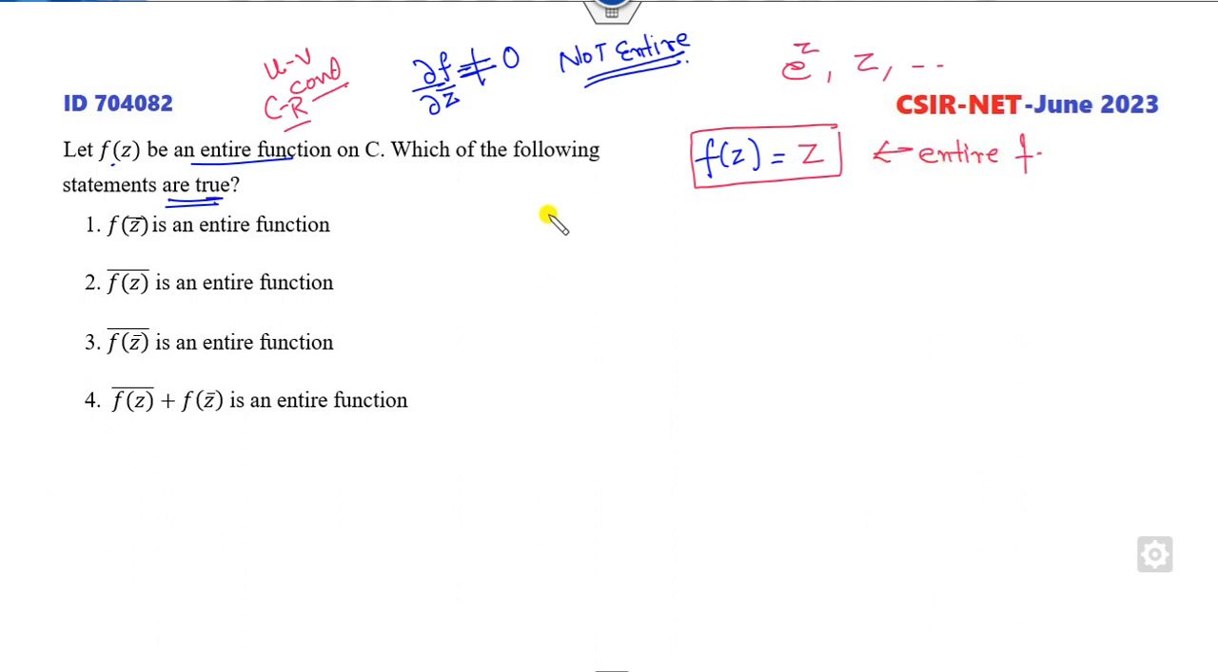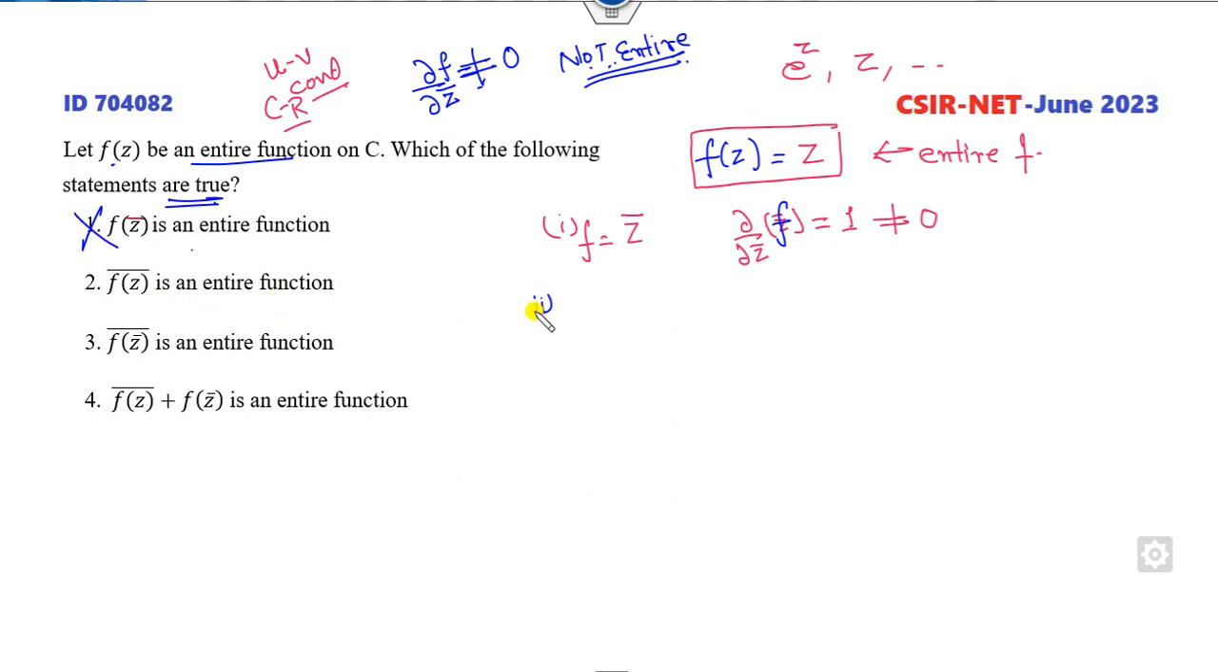Now you can think about the first option. What is that? f of z bar. What is the partial derivative of this? It is 1, which is non-zero. If I consider this as f, the partial derivative of f is 1, which is non-zero, so it is not entire.